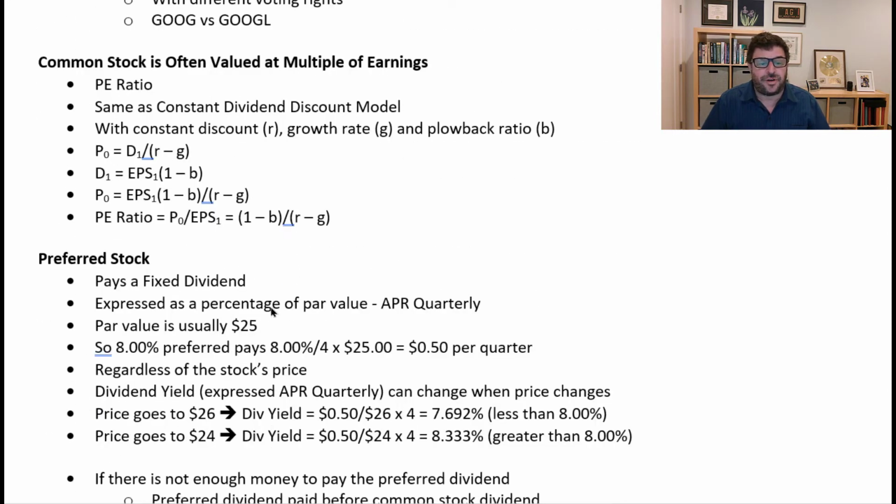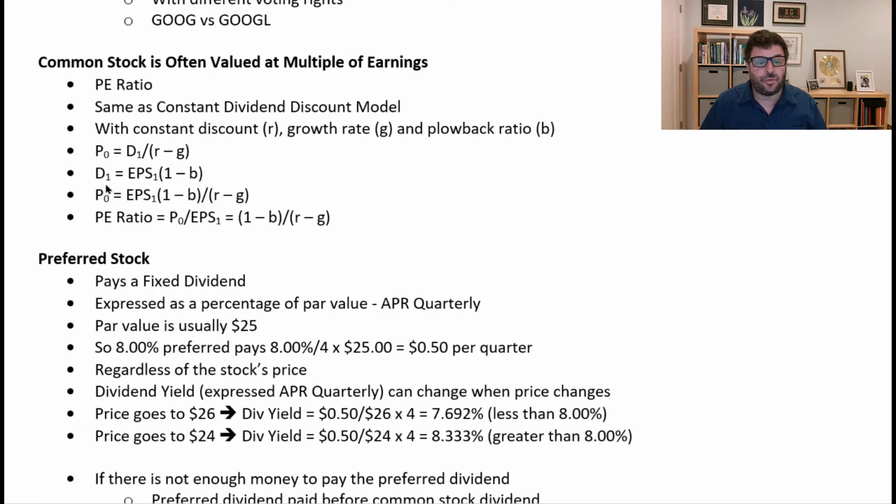Common stock is often valued at a multiple of earnings. So this is the price to earnings ratio. And this is a function of, well, let's see. We can look here and go through this sort of little derivation. We've done this before. Again, the price is going to be equal to the next dividend divided by R minus G, which is going to be the discount rate minus the growth rate.